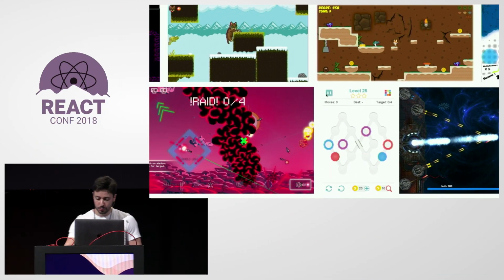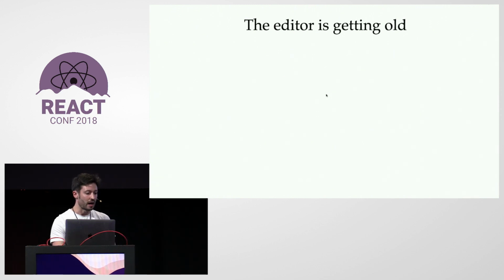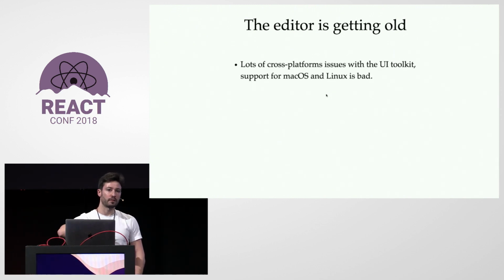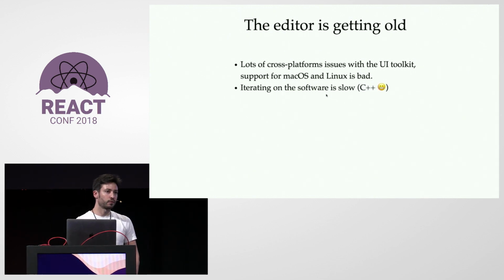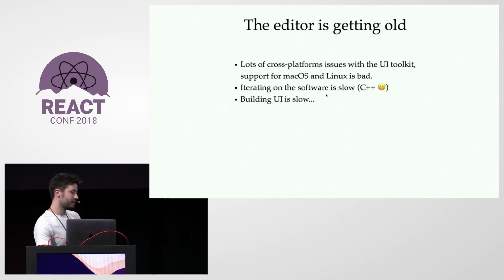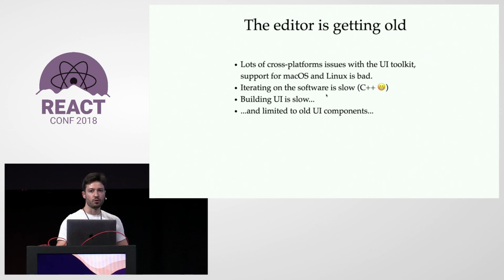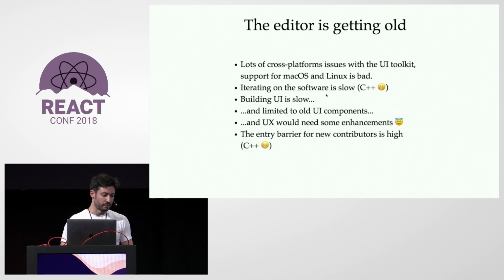And now, fast forward to two years ago, so in 2016. Things were all right, but the editor was getting really old. It was having a lot of cross-platform issues with the UI toolkit, and the support of macOS and Linux was honestly quite bad. Iterating on the software was quite slow in C++, and building the UI was slow and limited to the existing UI components. Honestly, the UX would need some enhancement. And the entry barrier for new contributors was also quite high, because of C++.